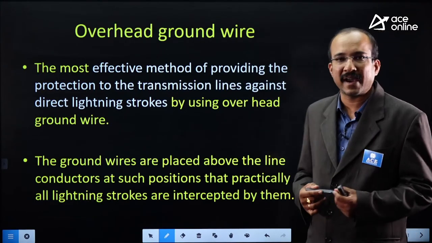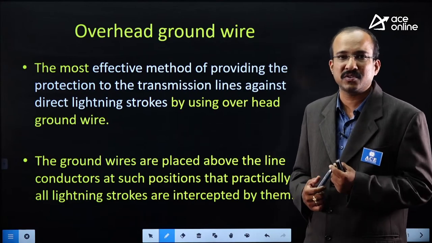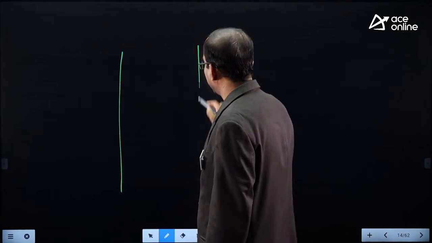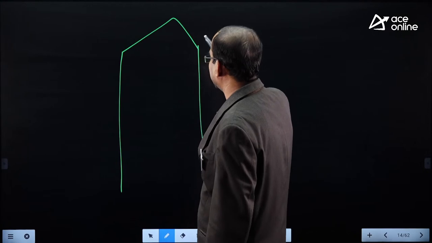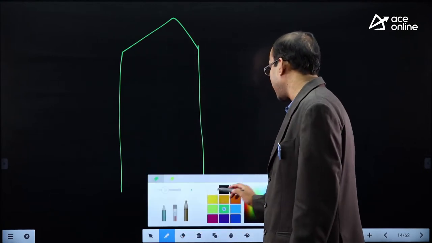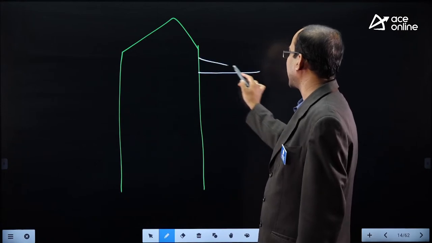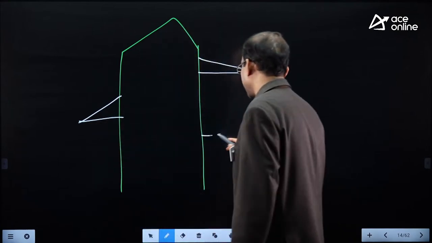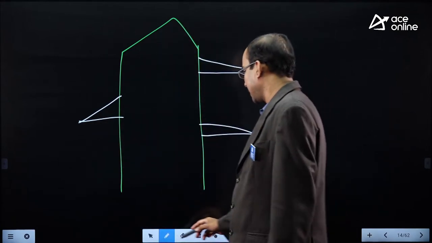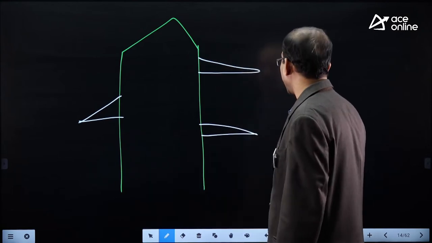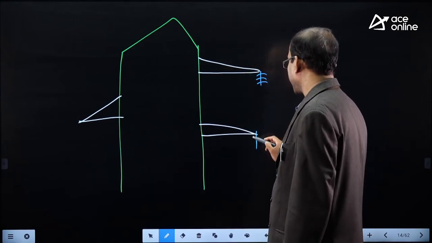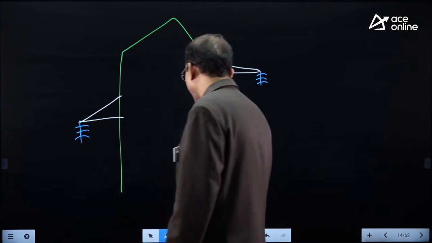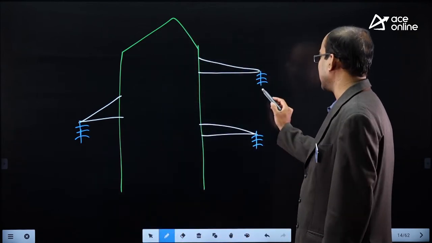Now, let us go for the next one. That is overhead ground wires. Where is the overhead ground wire used? If you observe a transmission line, it consists of a line supporter like this. To this line supporter, we have a cross arm connected. If you go for a three-phase system, there will be three cross arms connected like this, and to these cross arms, the insulator will be attached. One end of the insulator is connected to the cross arm, and to the other end we are going to connect the power conductors.